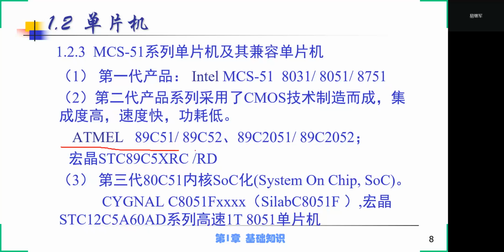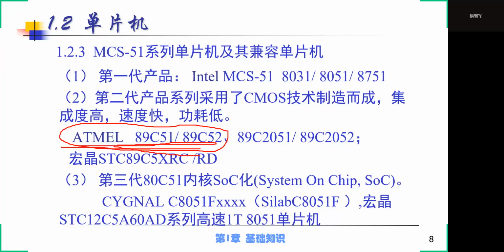Laoshi, which one is more powerful, the second generation or the third generation? The third generation is more powerful. But when you first begin on the 8051, I suggest that you buy the second generation. Okay, Laoshi. Yeah, you buy the second generation.